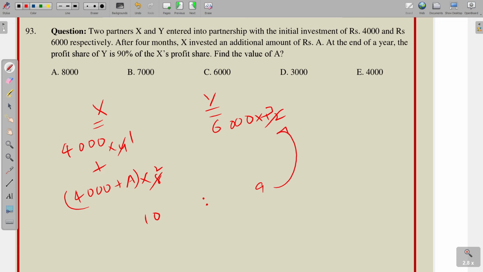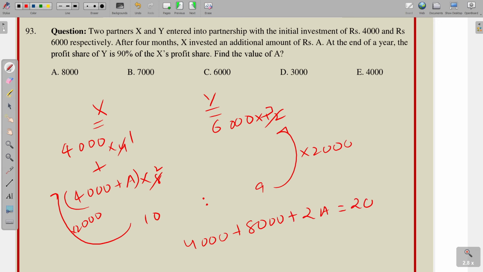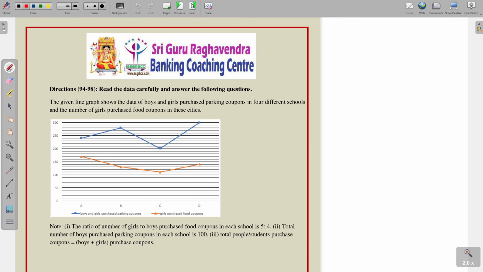Now 9 equal to 18 means into 2000. In the same way 10 is also into 2000, so it is 4000 plus 8000 plus 2a equal to 20,000. So 12,000 subtracted, it is 8,000. A value equals 4,000. The answer for this question is 4,000. Next one.